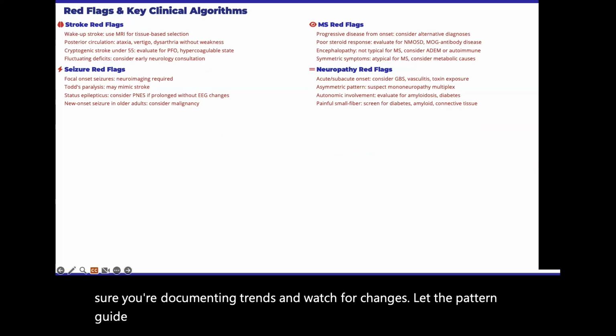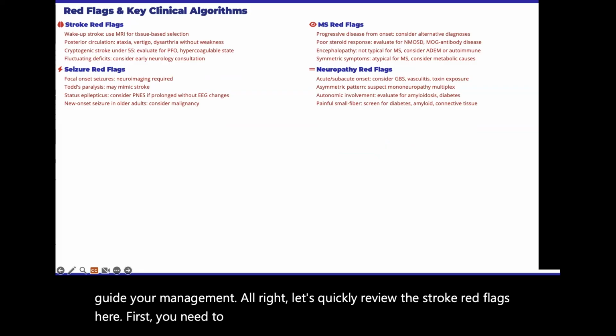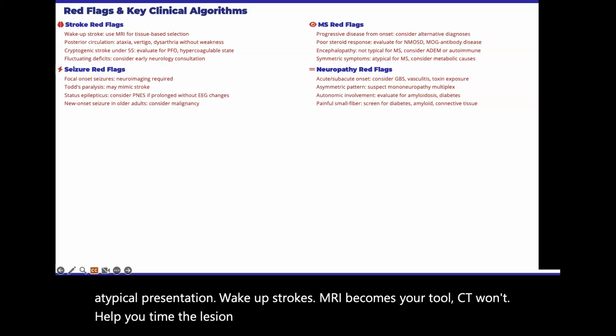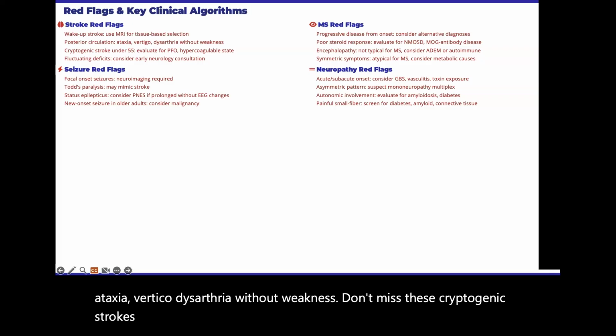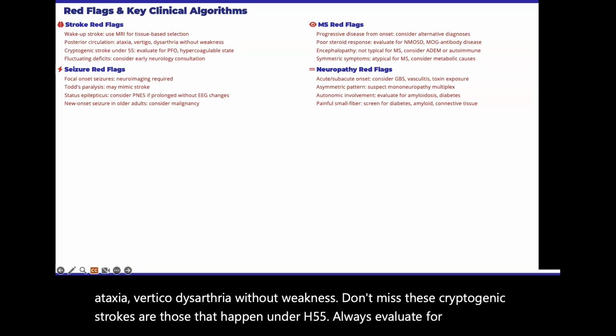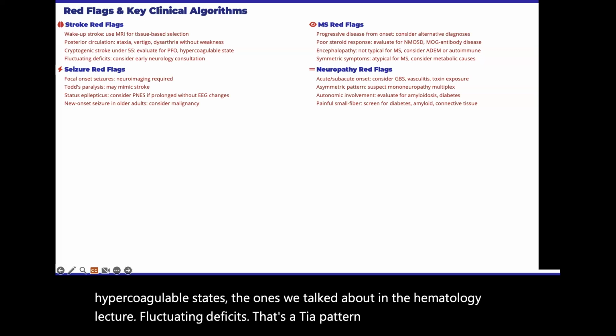All right, let's quickly review these stroke red flags here. First, you need to talk about atypical timing, atypical location, or atypical presentation. Wake up strokes. MRI becomes your tool. CT won't help you time the lesion. Posterior circulation, you need to think about ataxia, vertigo, dysarthria without weakness. Don't miss these. Cryptogenic strokes are those that happen under age 55. Always evaluate for PFO and hypercoagulable states, the ones we talked about in the hematology lecture. Fluctuating deficits, that's a TIA pattern. Make sure neurology is involved early.